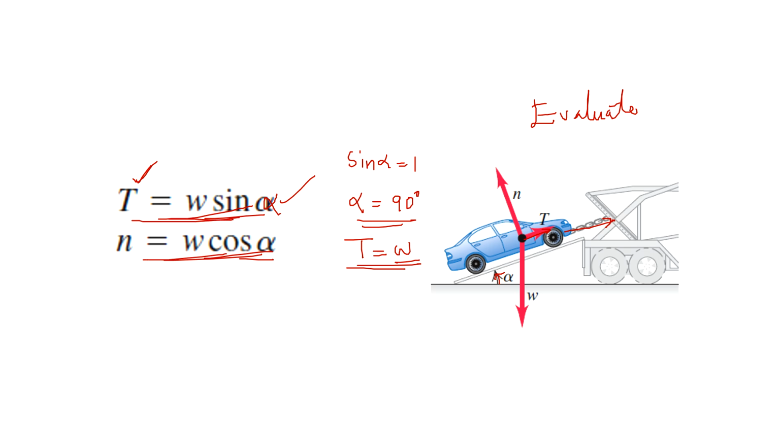Similarly, N equal to W cos alpha, you can think and understand that as you increase alpha, the normal force decreases. And when you make this lie perpendicular, there is no normal force, which is the same as what we experience in our real life as well. So this is how you evaluate whether your answer is correct or not.